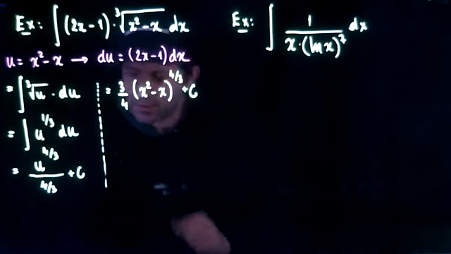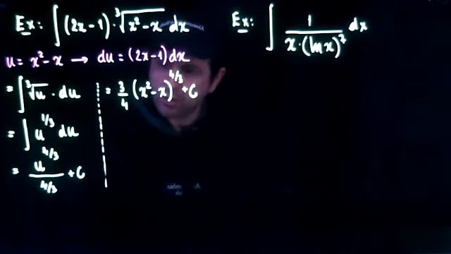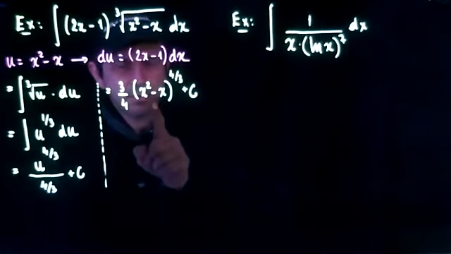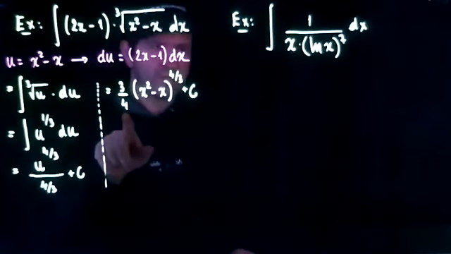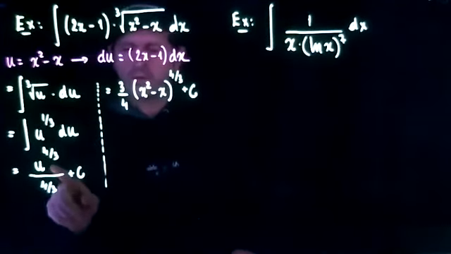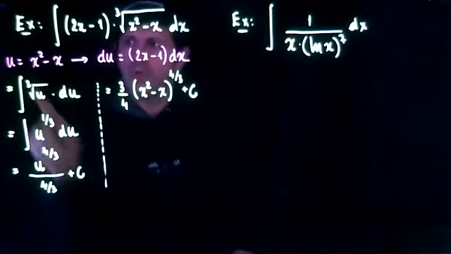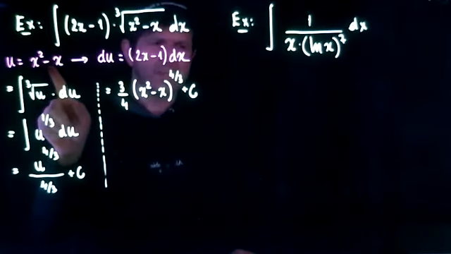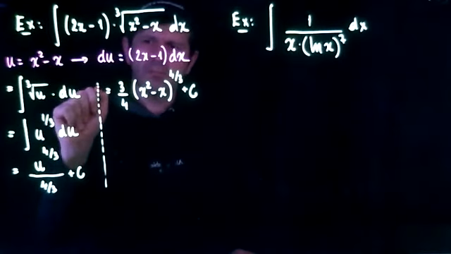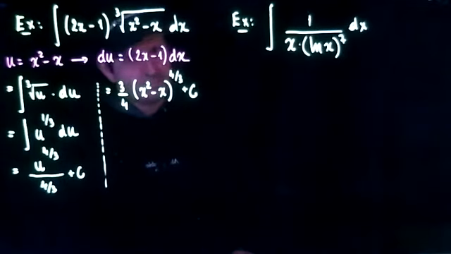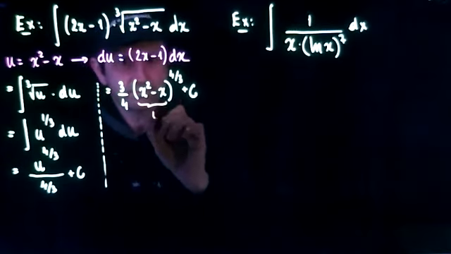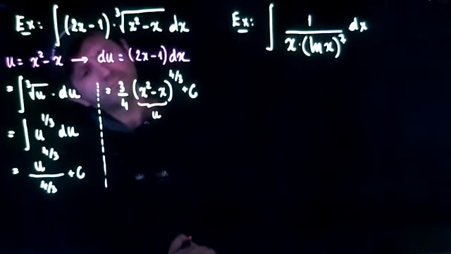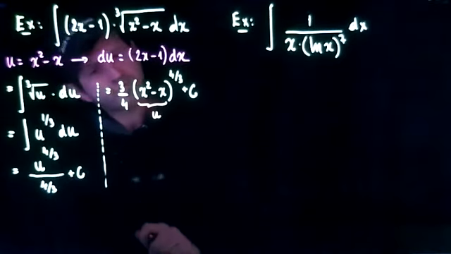Sir, could you repeat the last step again? This one here? Yeah, how you got that from the other one. Okay, if I divide by 4/3, it's like multiplying by 3/4. And then the only thing I did is I replaced the u by x squared minus x. So you just replace the u back. This is u to the power 4/3. Where did you get the 3/4 from? If you divide by 4/3, we just multiply by 3/4.